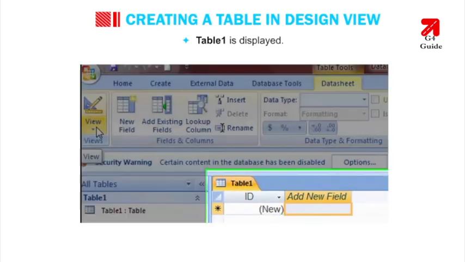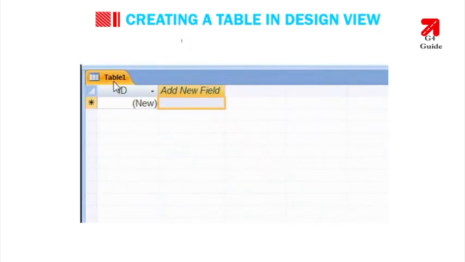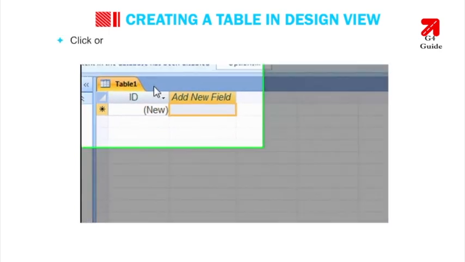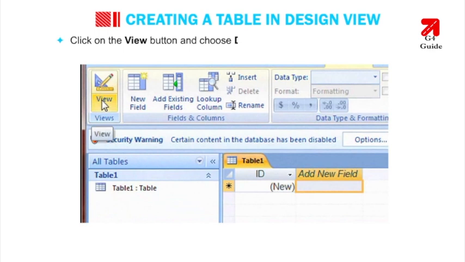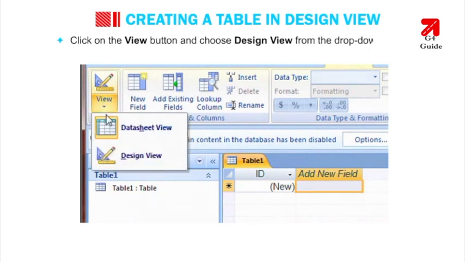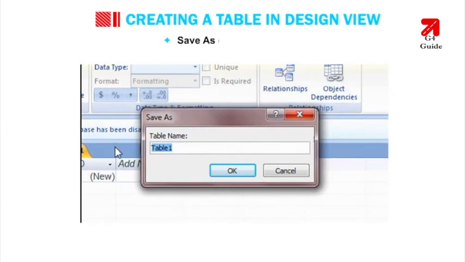Table 1 is displayed. Click on the Datasheet tab. Click on the View button and choose Design View from the drop-down menu. The Save As dialog box appears. Define the table name and click OK.